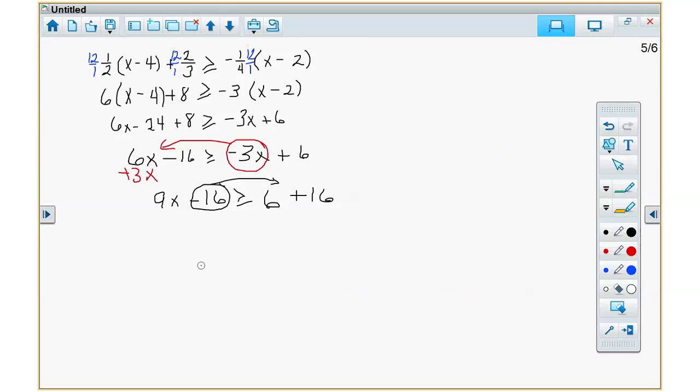And that's going to be 9x is greater than or equal to 22. And then x is greater than or equal to 22 over 9, which is what? 9 would be 18 and 3/9, which is 1/3. So it's a little bit over 2. A little bit over 2 and 1/3. Okay?